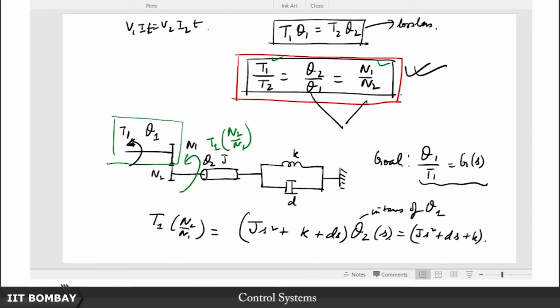So what is theta 2? Theta 2 is nothing but N1 by N2 times theta 1. So let me write N1 by N2 times theta 1, and I am done, because now I have got T1 on one side, I have got theta 1 on the other side. So if I want to write down the relation, here is what it will look like.